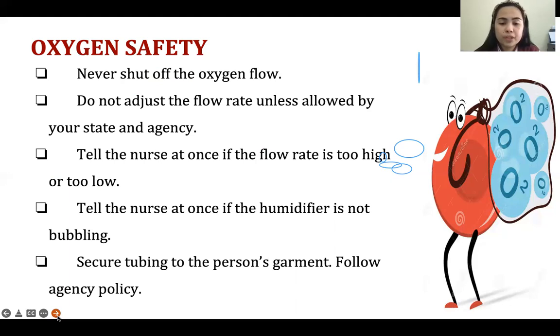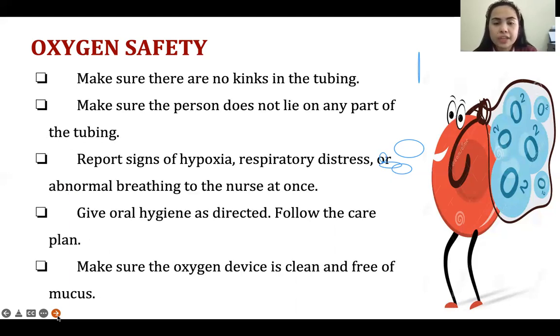Secure tubing to the person's garments following the agency policy. Make sure there are no kinks in the tubing. Of course, if it's kinked, how will the oxygen go into the patient? Make sure the person does not lie on any part of it because it will clog or kink the oxygen tube. Then report signs of hypoxia, respiratory distress, or abnormal breathing.